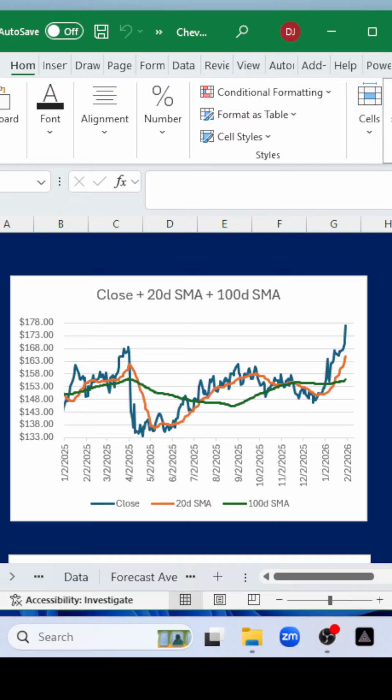Tonight's blue chip stock is Chevron, one of the two big blue chip petroleum stocks, along with ExxonMobil. Of course, as you know, the petroleum stocks have been on a bit of a joyride here recently. So some pretty good upward momentum.